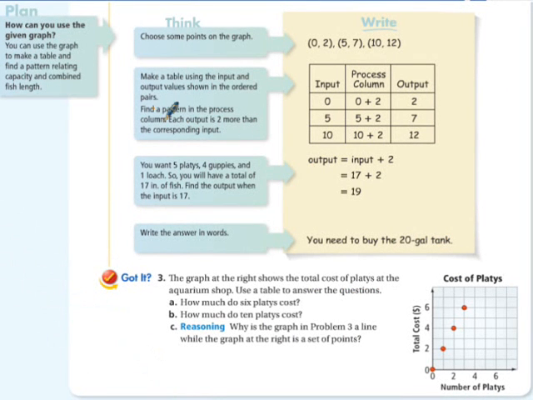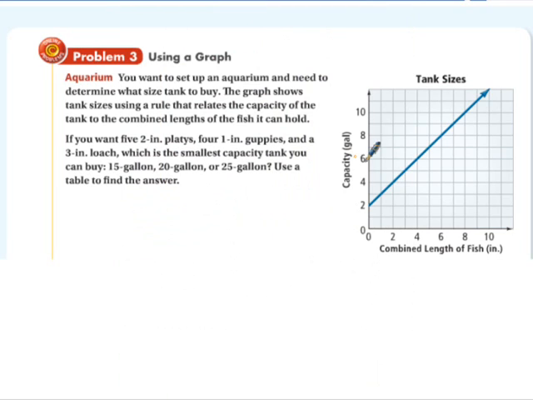We're going to choose some points on the graph, okay, and then we end up with the input 0. If you go back, let me go back here for you. Obviously if we have 0, then we get a 2-gallon tank. Obviously, we're not going to buy a tank if we are buying 0 fish. That would be ridiculous.